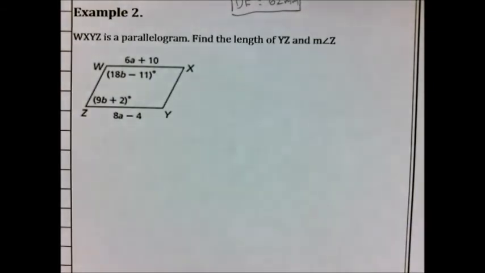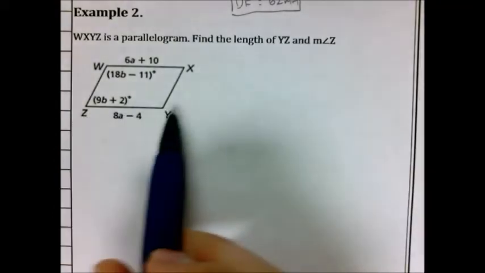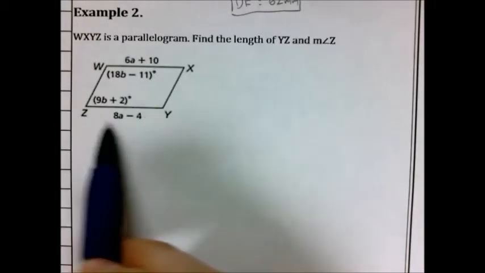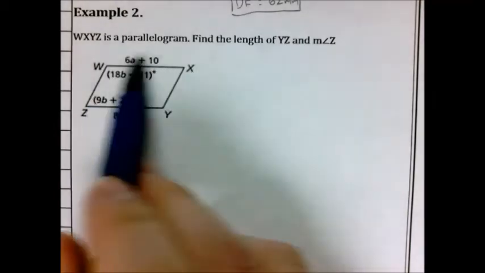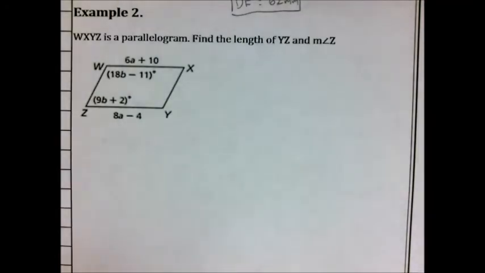Okay, example 2 says WXYZ is a parallelogram. We need to find the length of YZ and the measure of angle Z. Okay, so we've got YZ here, and that's 8A minus 4. And we know that's going to be equal to this length right here because what we know about parallelograms is that the opposite sides are congruent.